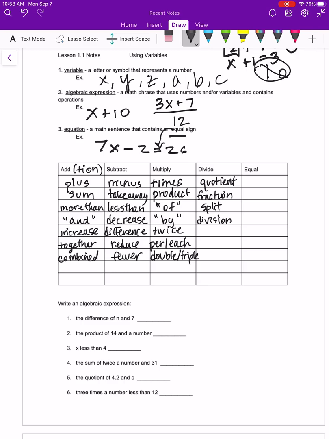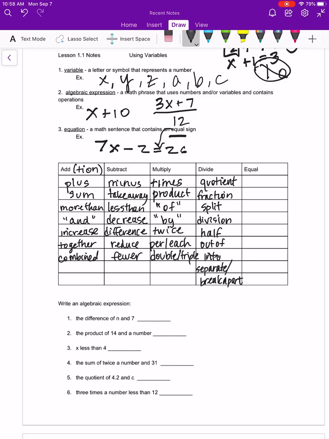Just the word division would work. How about half? Half means you're going to divide it by 2. One of those hidden meanings like twice. Twice means you're going to multiply by 2. If you're going to cut something in half, you're going to divide it by 2. How about the word out of? How about the word into? How about the word separate? Separate or break apart? Any of those all mean division.